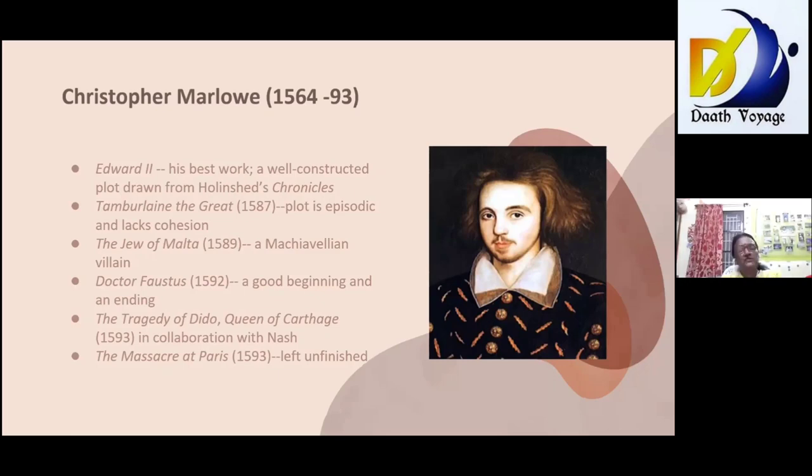The Tragedy of Dido, Queen of Carthage, 1593. This play is written in collaboration with Thomas Nashe. So they were contemporaries. Thomas Nashe is also a University Wit. So together they have written this play. Next one is The Massacre at Paris. It was in 1593, but he left it unfinished because in 1593 he died. So this play is an unfinished one.